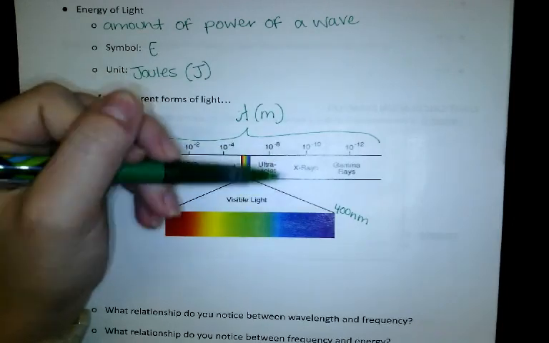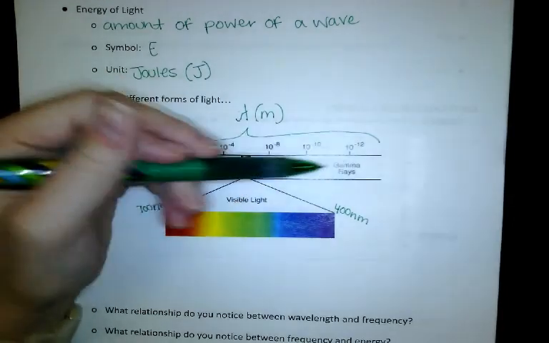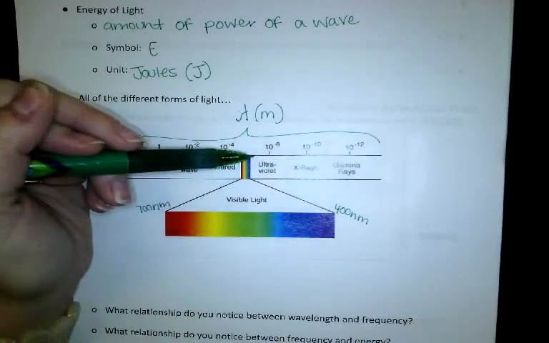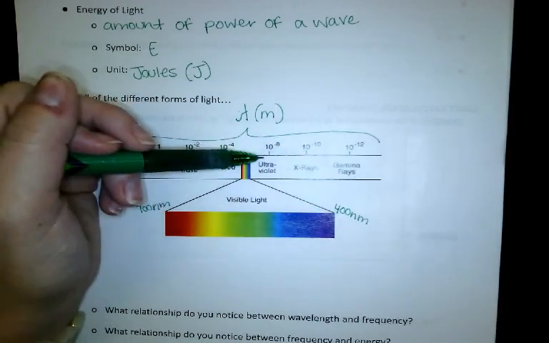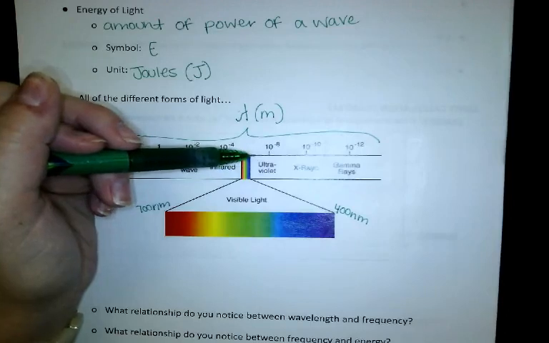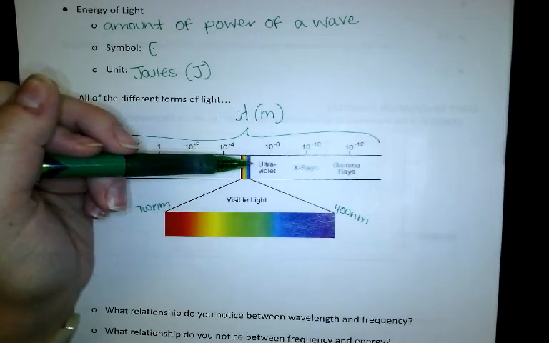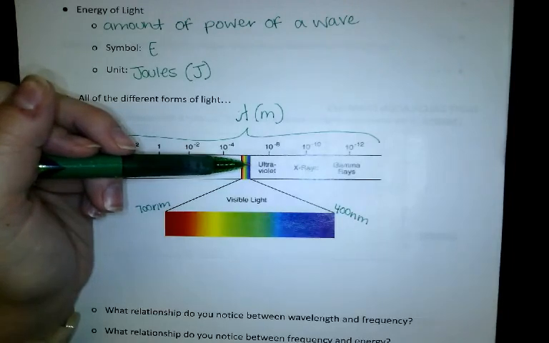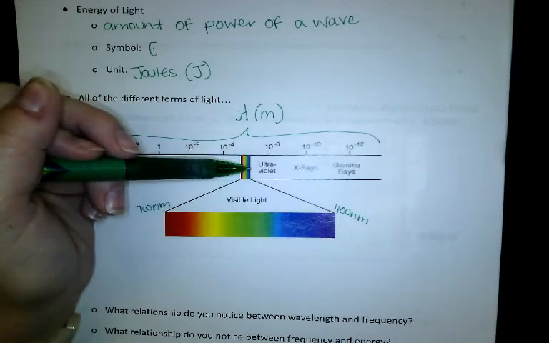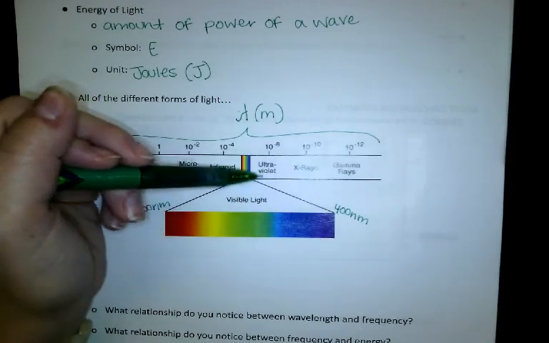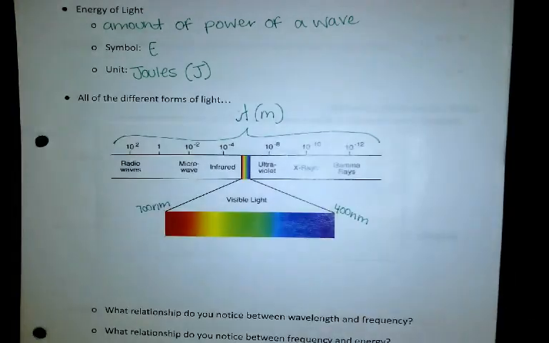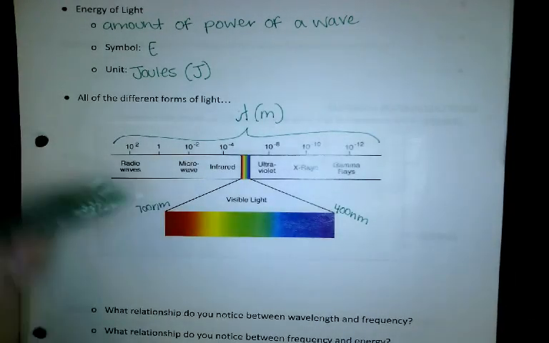Now anything on the right side here is going to start becoming more and more harmful. That's because their wavelengths are starting to get smaller, and that means that their frequency is starting to increase. So the wavelengths are smaller, higher frequency, and therefore they have a higher energy. UV rays are what give you a sunburn from the sun. If you spend too much time out in the sun, you're exposed to these UV rays for a long time, and they can be damaging to your skin.